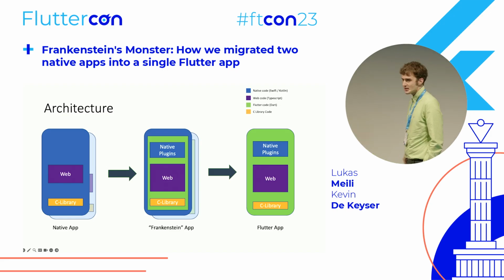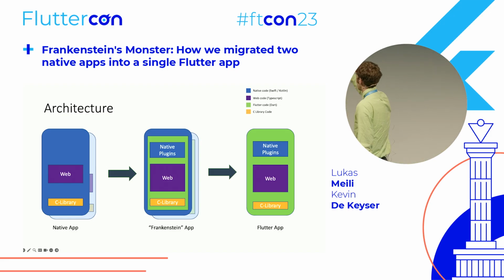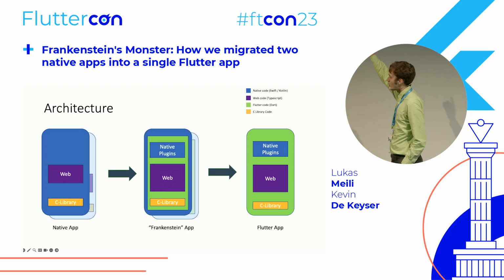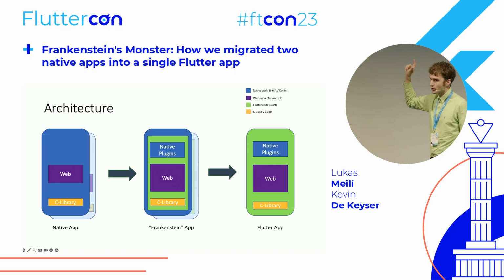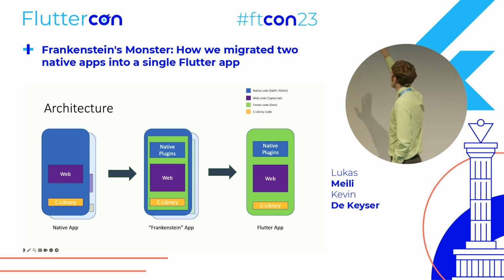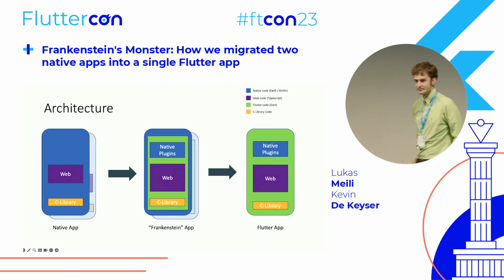So this is the plan of the migration. You have 2 apps which are native, one written in Swift, one in Kotlin, and now we create this weird Frankenstein app. The green part here is Flutter, and the idea is we eat the app from the inside out with Flutter until it's completely Flutter, and then you get the Flutter app.